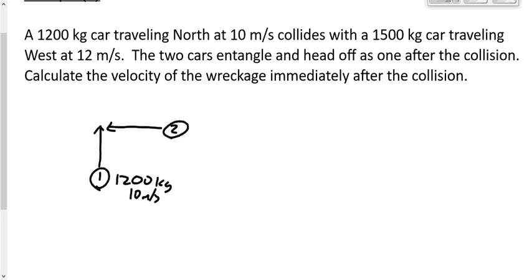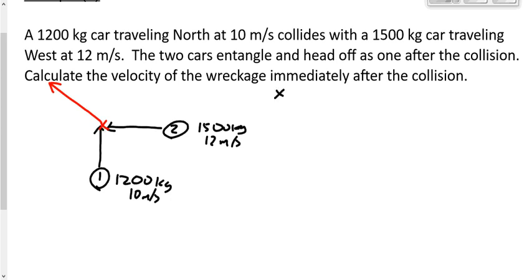Car number 1 collides with car number 2. 1,500 kilogram car, 12 meters per second. 1,200 kilogram car, 10 meters per second. They collide like this. We'll say it's at point X. Where are they going to head after the collision? Yeah, north and west. We want to avoid saying northwest because northwest is 45 degrees. So north and west, where exactly? It might be 45, but coincidental if it is.